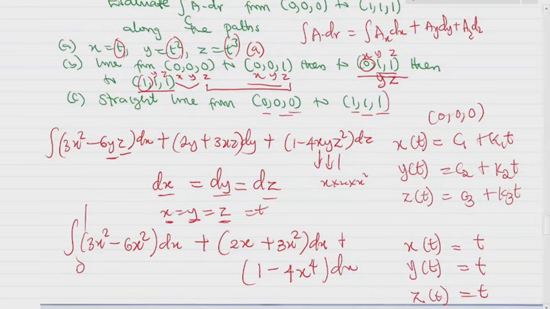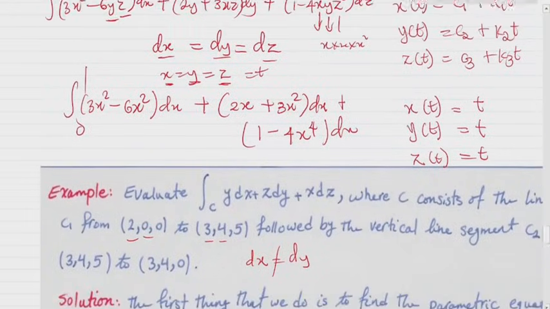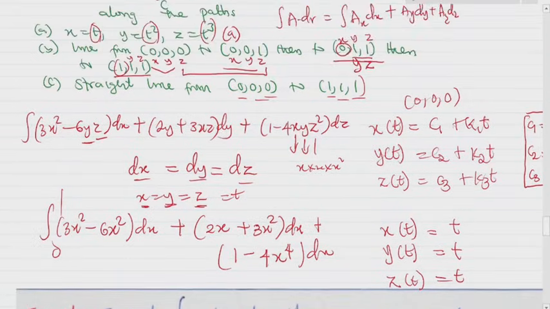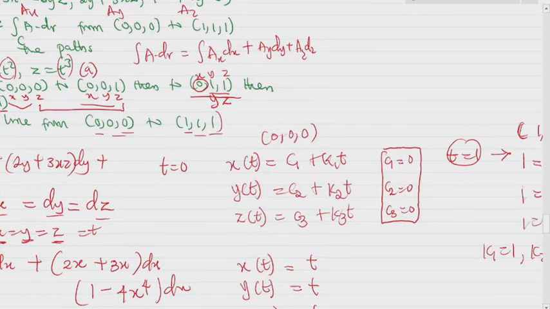Now, how do you parameterize? In case you are given questions like this one below, whereby dx is not equal to dy, how do you parameterize? If you are parameterizing, you start from t equal to 0. So you want to change everything to t, right? So from t equals 0, then you go to t equal 1 as well. Now, how do you do it?